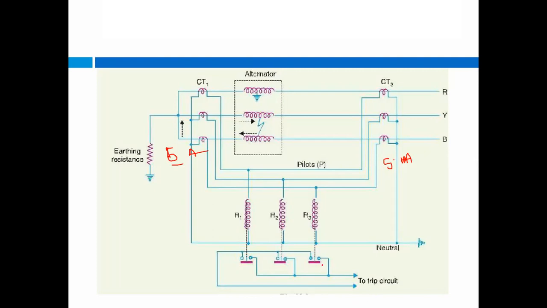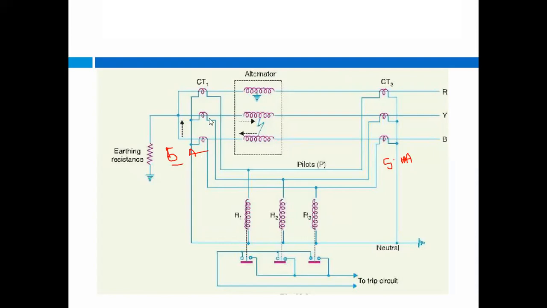So you have to remember this diagram. Now, similarly, we'll see the phase-to-phase faults also. So all of you got these earth faults, yes or no? Okay, the next one is the phase-to-phase fault.